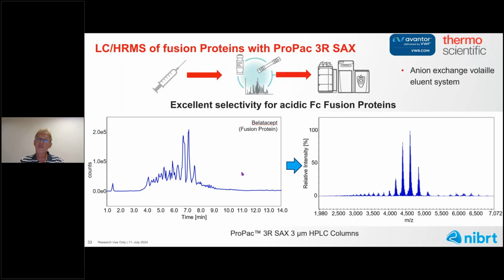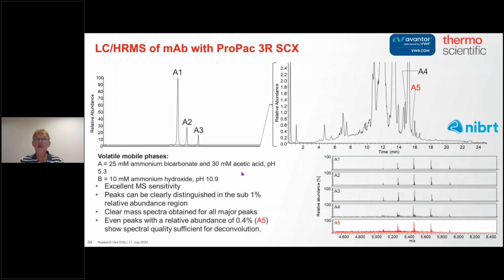This is an example now of the more common way of doing it with a monoclonal antibody. Here we're using cation exchange, but again, the 3R resin. And you can see that's a beautiful separation. And again, this is using the volatile eluent systems.